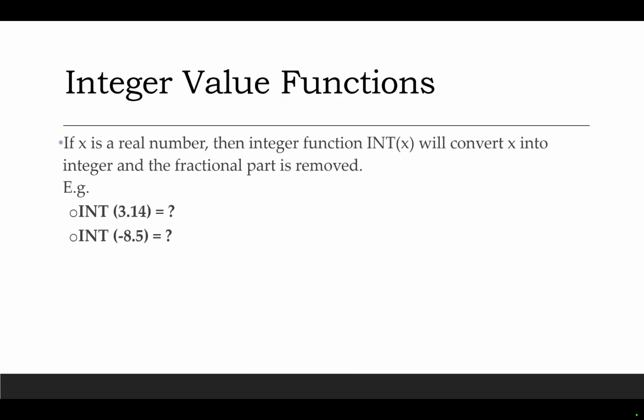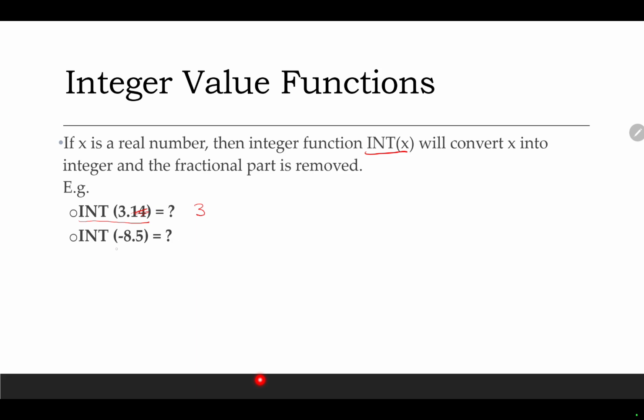The next one, integer value function. If x is a real number, the integer function, denoted as int of x, converts x into an integer, and the fraction part will be removed. Here we consider only the integer part and remove the fractional part. In this example, int of 3.14: we remove the fractional part, and the integer part is 3. So the answer is 3.